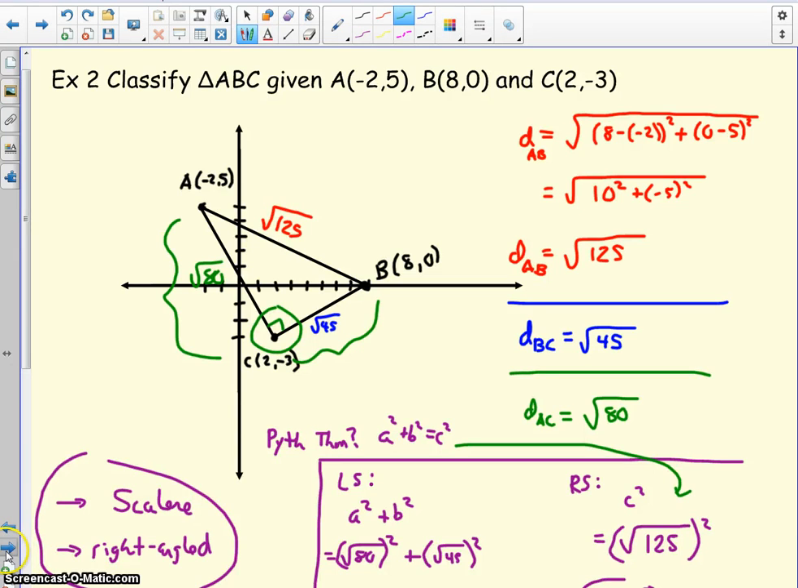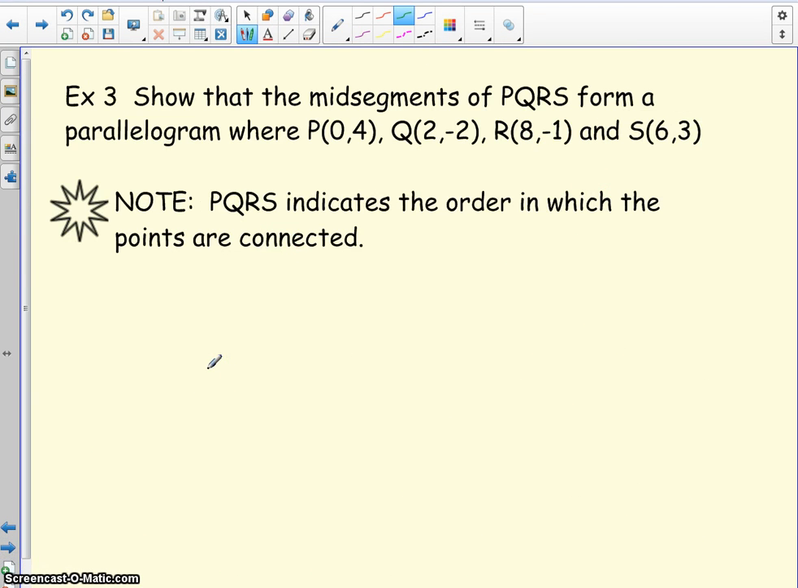Okay, one last example to try. So here it wants you to show that the mid segments of PQRS form a parallelogram, with PQ and RS being those coordinates right there. And it just has a note here: when you are given the name of a quadrilateral, that tells you the order in which the points are connected. So that means P is connected to Q, connected to R, connected to S, and then back to P again.